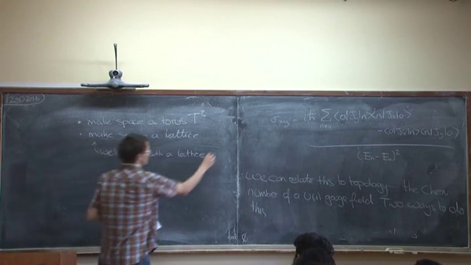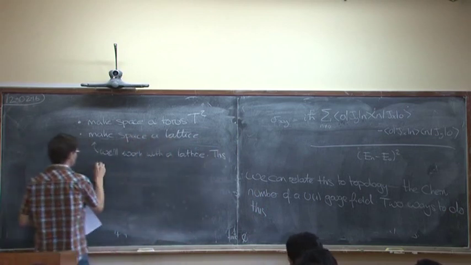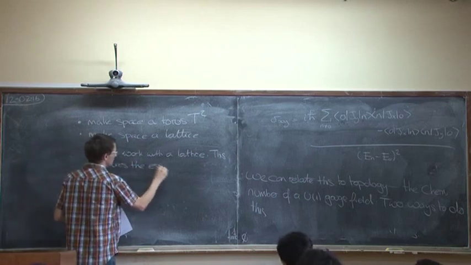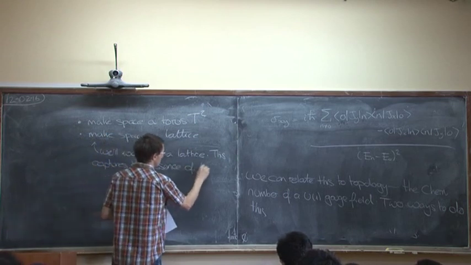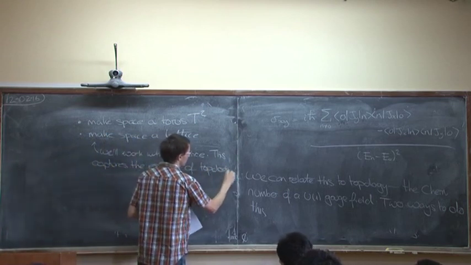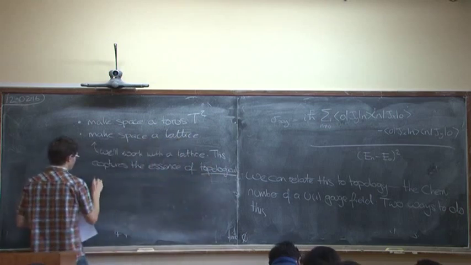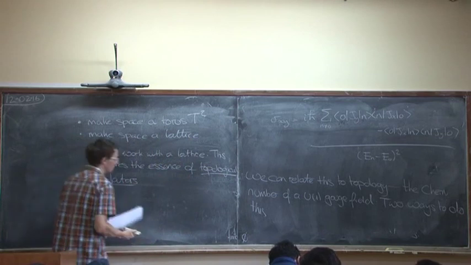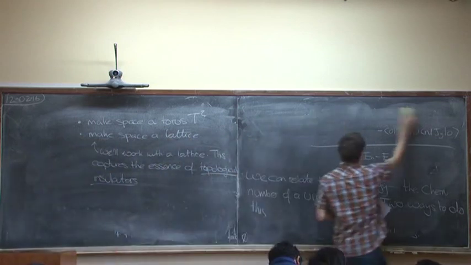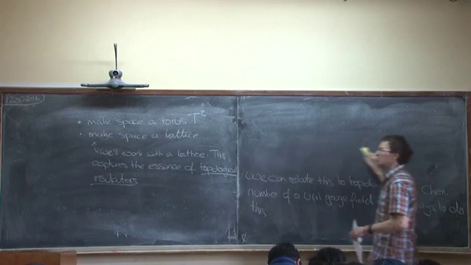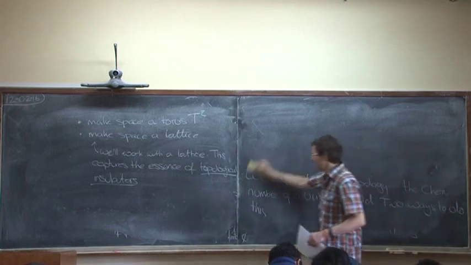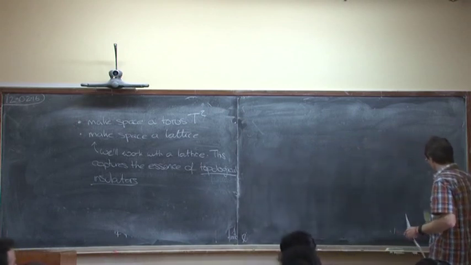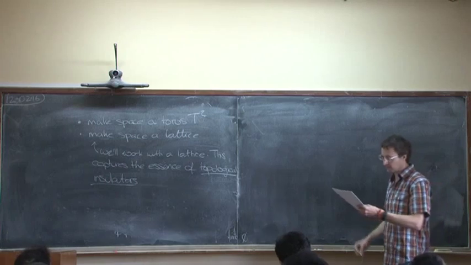Okay, we'll work with the lattice, and this captures the essence of topological insulators. With the lattice, I'm guessing you're going to work with periodic boundary conditions. Isn't that a choice? Yeah, but what's key is the momentum space. Momentum space is really what the whole thing hinges on.